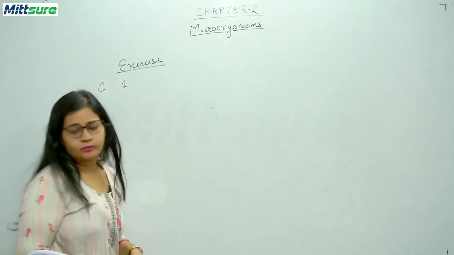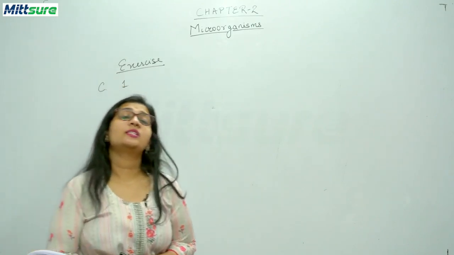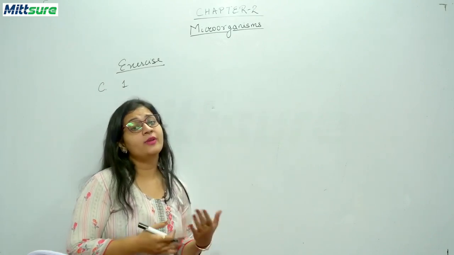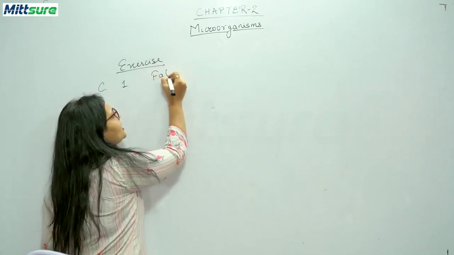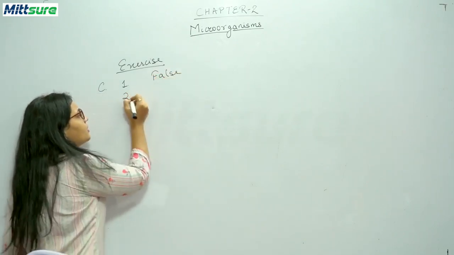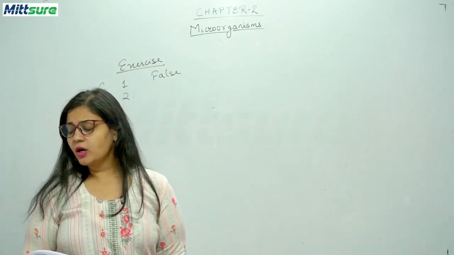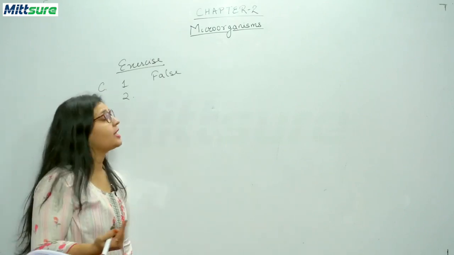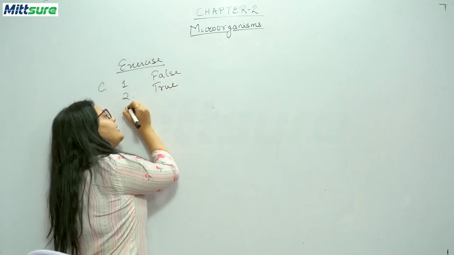First one. Virus possesses the characteristics of living as well as non-living beings. So this is false. This is wrong, so we wrote false. Now the second one. Escherichia coli helps in digestion. That E. coli helps in digestion. So this is true. This is correct.